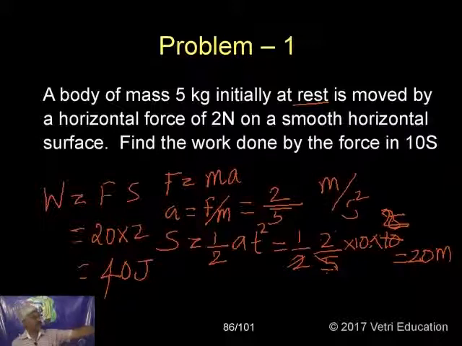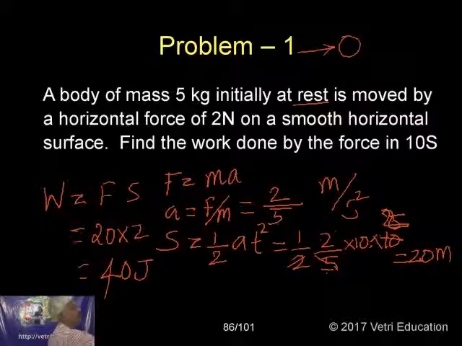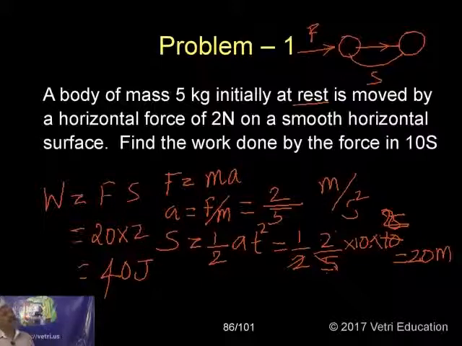The body of mass 5 kg initially at rest is moved by the horizontal force 2 Newton on a smooth horizontal surface. So the force is applied on the body. Because of that particular force, the body comes here. So the force and the displacement are in the same direction. If the force and displacement are in the same direction, theta is equal to 0. Therefore, cos 0 becomes 1. Therefore, Fs cos theta becomes Fs. Therefore, the answer is 40.